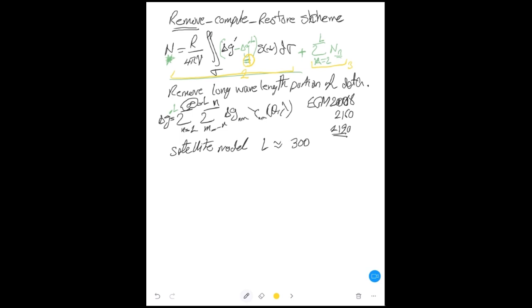Step 2 is compute. And step 3 is that I use the same gravity model, but instead of computing the gravity anomaly, this time I compute the geoid directly and add it back to the computed high frequency geoid. That's the principle of the remove, compute, restore method.